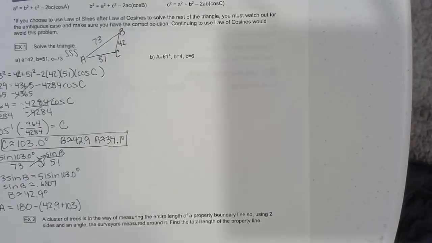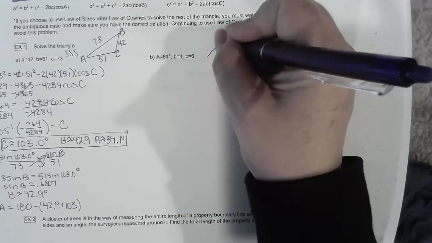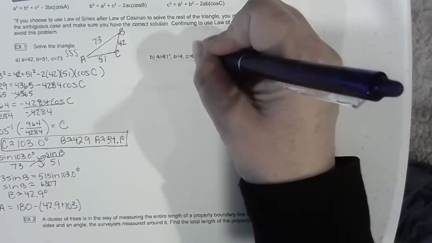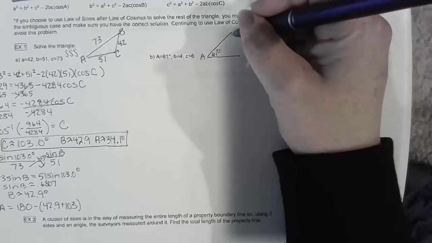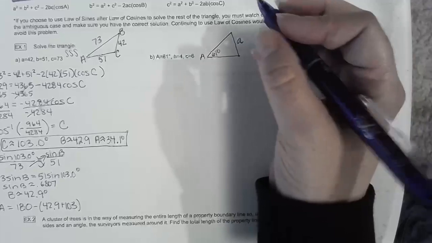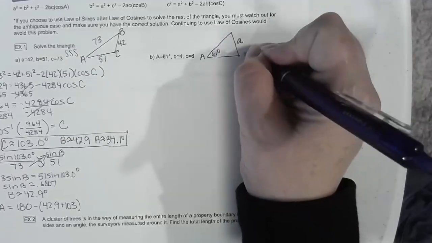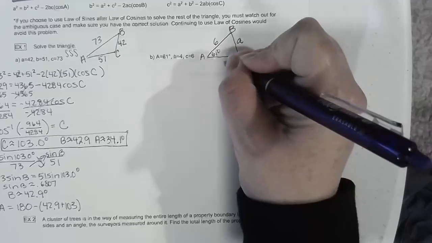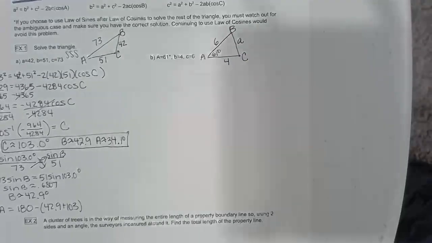All right, example 1B, I've got angle A set at 61 degrees, and then I've got sides B and C. So a 61 degree angle here for angle A. I don't know side A, but I do know side B and side C, so we'll make this C at 6. We'll make this B at 4. So here is what my triangle looks like.